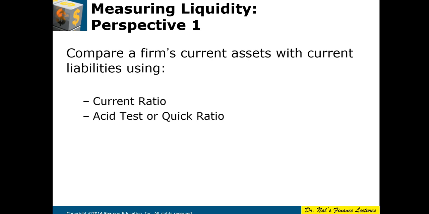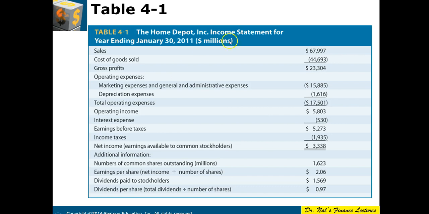So we can compare a firm's current assets with current liabilities by looking at what is called the current ratio, the ratio of current assets to current liabilities, and we would like that ratio to be greater than 1. An alternative method would be the acid test ratio, which is very similar to the current ratio, except that we don't include inventories in the numerator. For our particular company, Home Depot, by just looking at the income statement and the balance sheet, we should be able to derive that information from individual numbers.